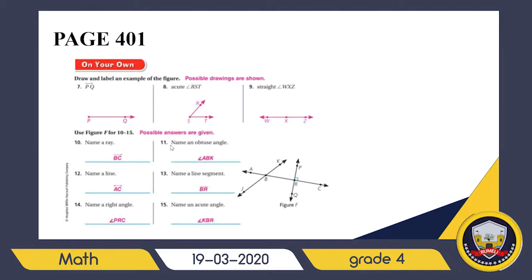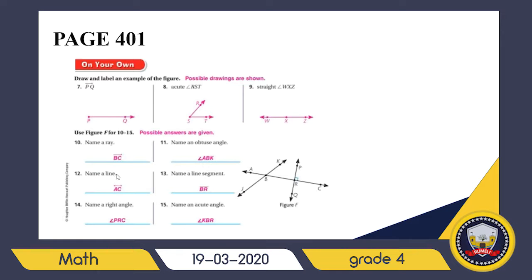So question 11, it says name an obtuse angle. So we said angle ABK. An obtuse angle represents an angle which is greater than a right angle. So when I check angle ABK, I know this is an obtuse angle because it's greater than a right angle. If you want, you can write JBR, JBC. This is also an obtuse angle, right? Good job. Okay, question 12.